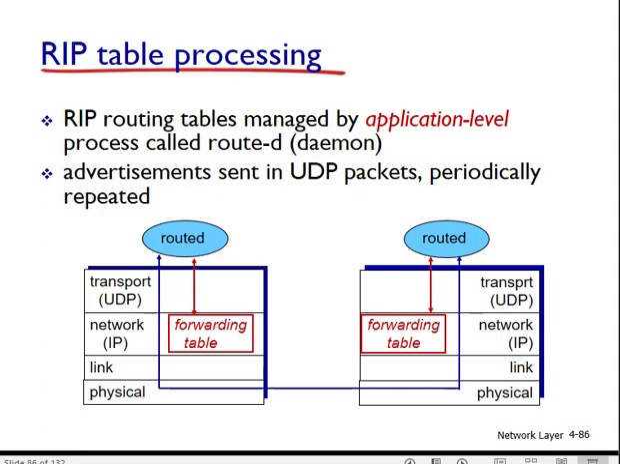Because RIP is implemented as an application layer process, albeit a very special one that is able to manipulate the routing tables within the Unix kernel, it can send and receive messages over a standard socket and use a standard transport protocol. As shown, RIP is implemented as an application layer protocol running over UDP.